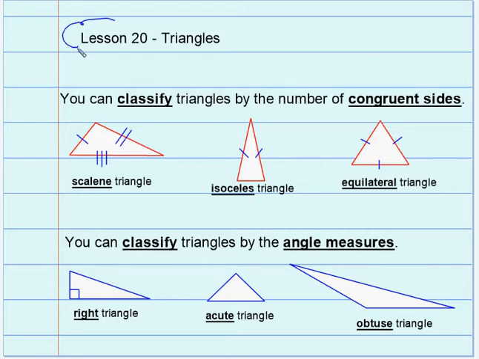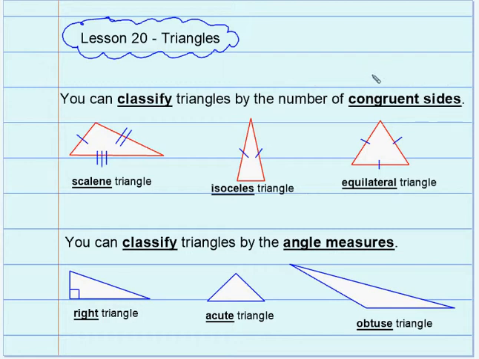Hi class, this is Course 3, Lesson 20, triangles. Two important ways that you can classify triangles. One, you can classify triangles by the number of congruent sides. We talked about congruent sides in Lesson 19. Congruent, remember, means they are equal to.